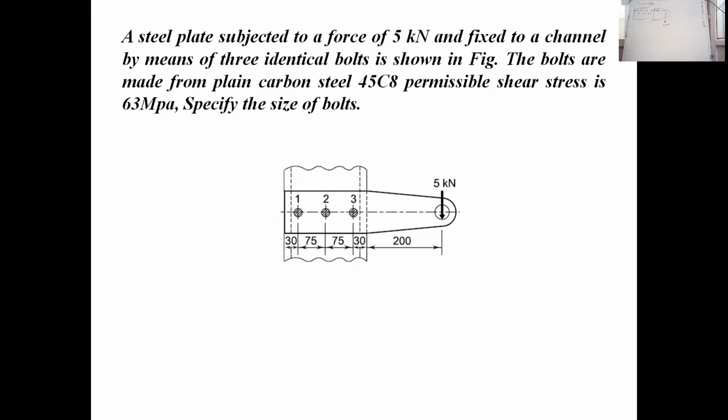A steel plate subjected to force of 5 kilonewton and fixed to the channel by means of 3 identical bolts. So 1, 2, 3 are the 3 bolts. The bolts are made from plain carbon steel having permissible shear stress of 63 megapascal. Specify the size of bolt. So here we have to specify the bolt size.